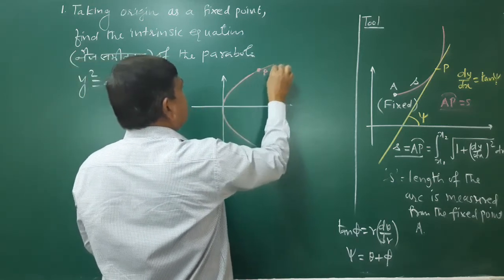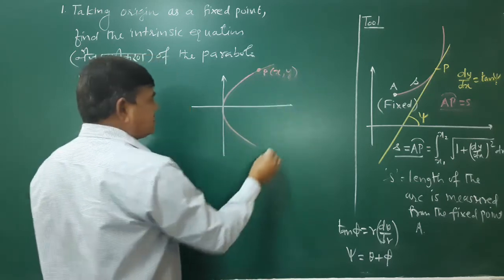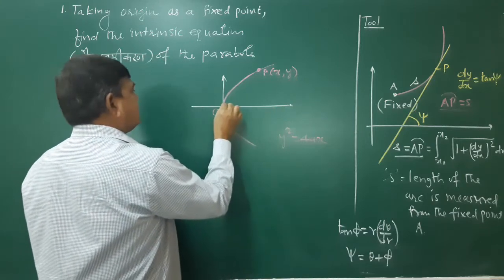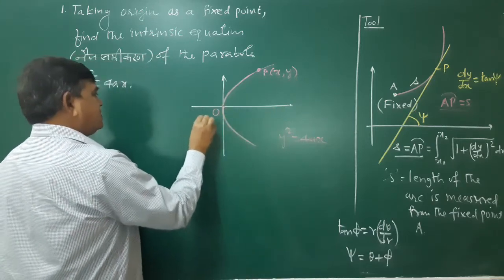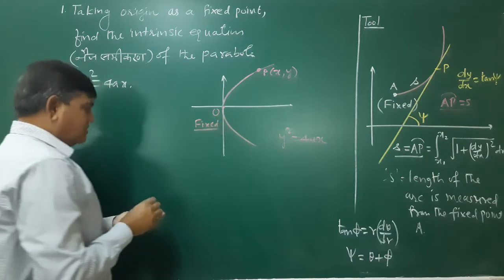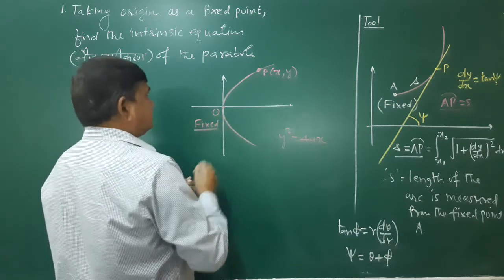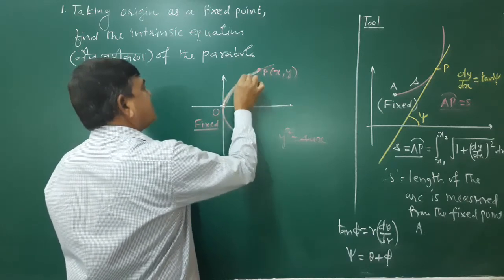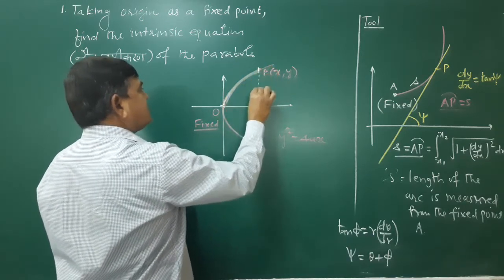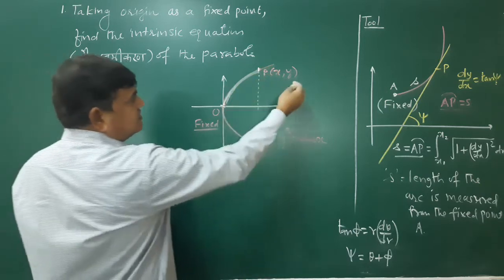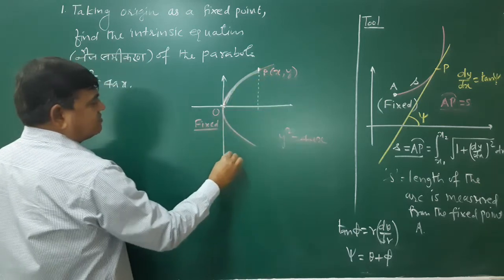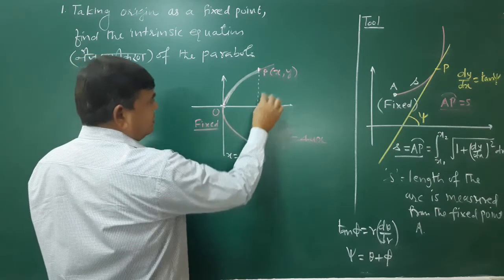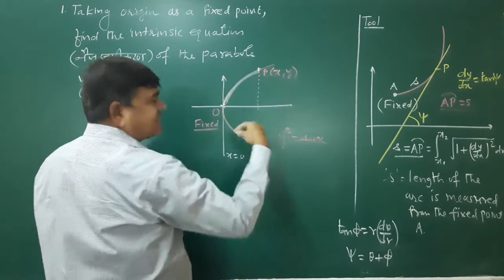Suppose this is the point P, with Cartesian coordinates (x, y), on the parabola y square equals 4ax. This is the origin, which is fixed. Here this is x, and here it is x equals 0. This length is at (x, y), so this is x equals x.